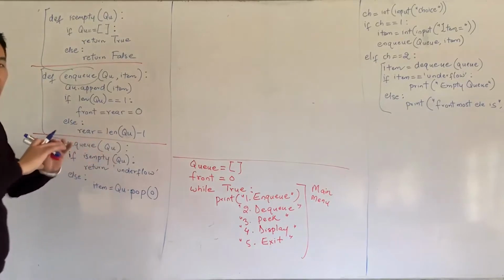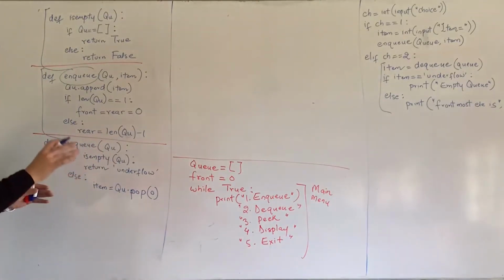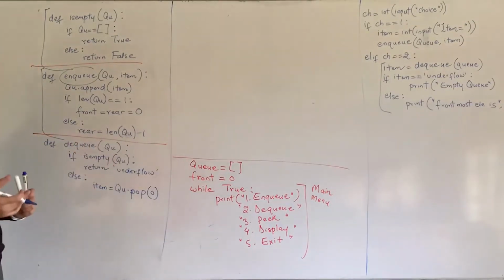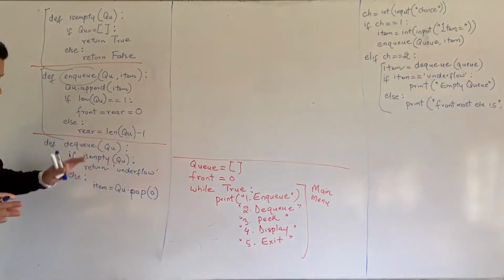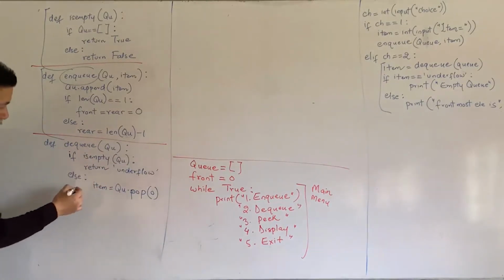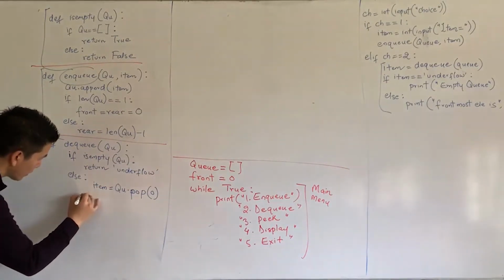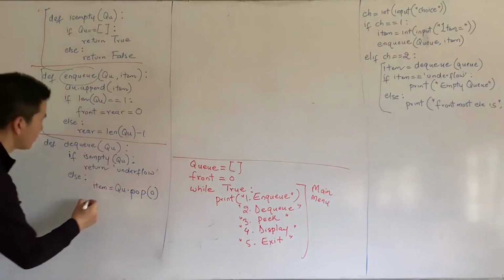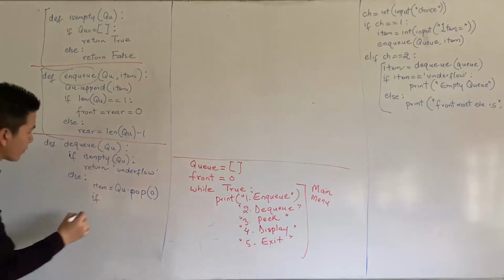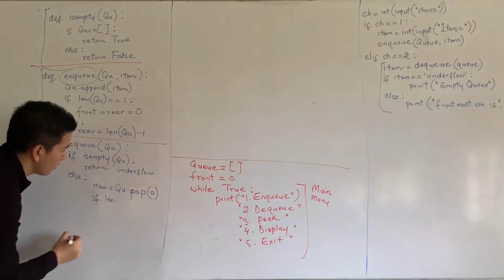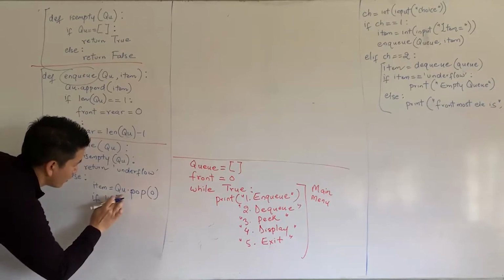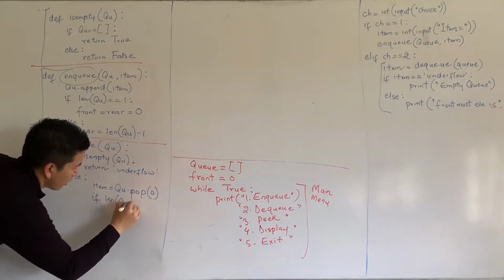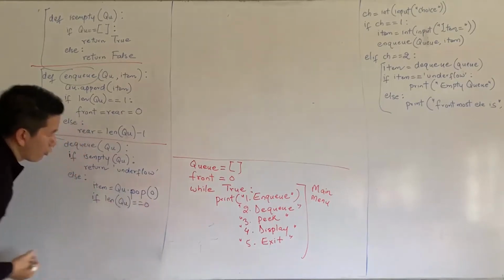Now since there are no elements left in the queue, the value of front and the rear need to be adjusted to None, since there is no element left in the queue. So why don't you check? How do you check this? Perhaps you could just write it here: if the length of Q is equal to 0.